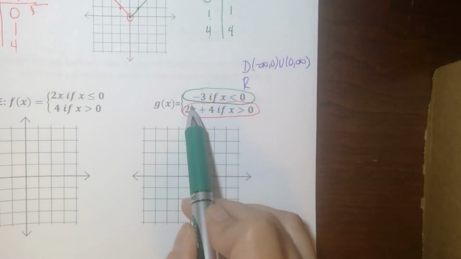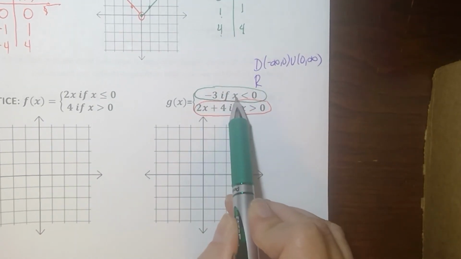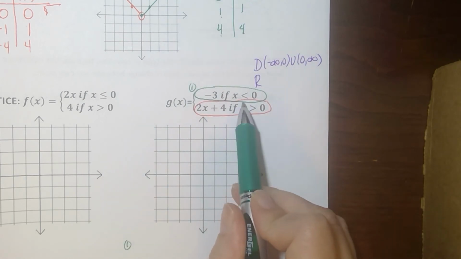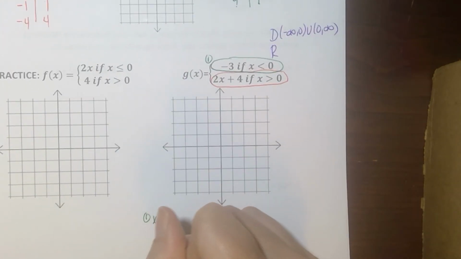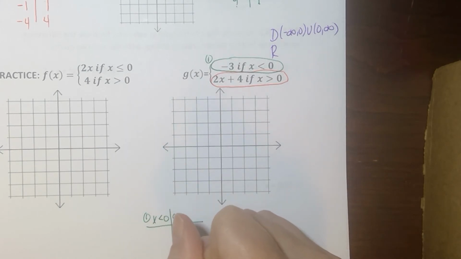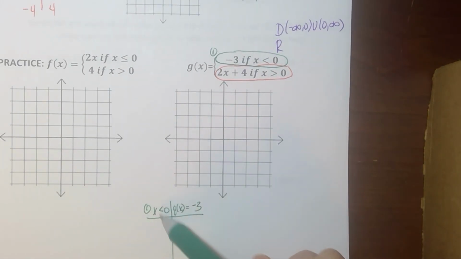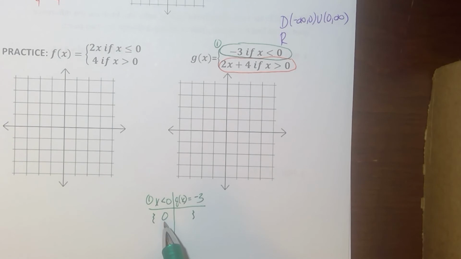All right, let's look at this first piece of the function. This piece of the function is for all x values less than 0. So for x values less than 0, my rule is that no matter what I plug in, the answer, the y value, is negative 3. Okay, I know I need to include 0 on my list, but it's not going to be a filled-in circle. It's going to be an open circle. I go up to that point or down to that point, but I don't include it.